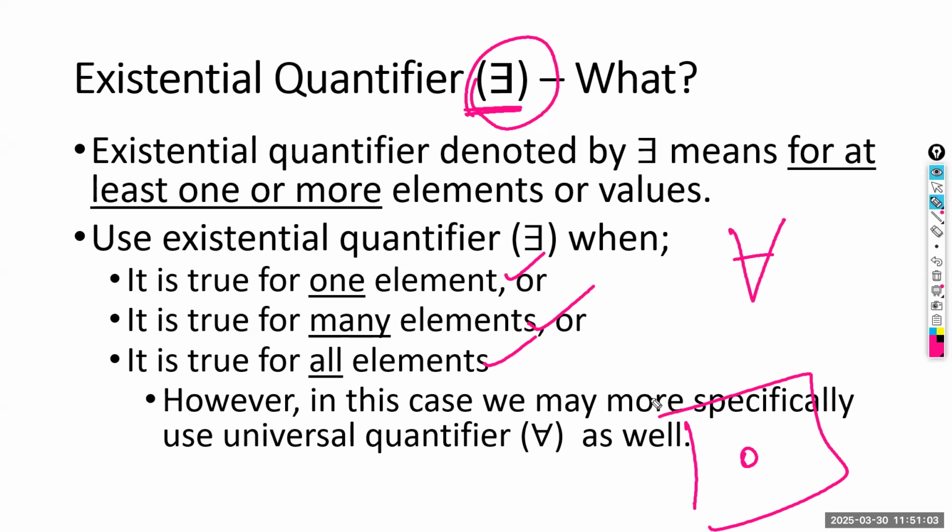So when someone uses an existential quantifier, how do you prove that it is false? Because proving it true is easy. You just need one example, and you are done. But proving it false is difficult because you need to prove that for all the situations that statement is false.